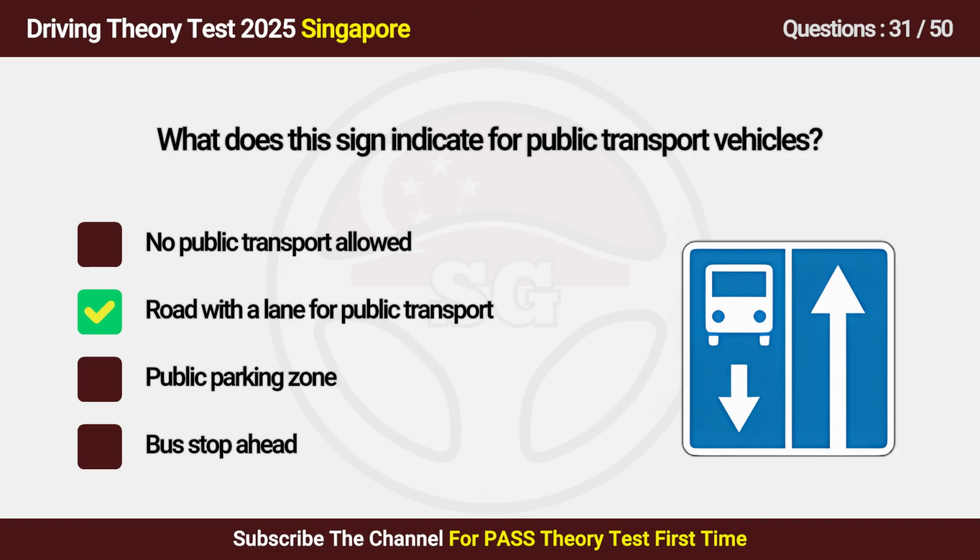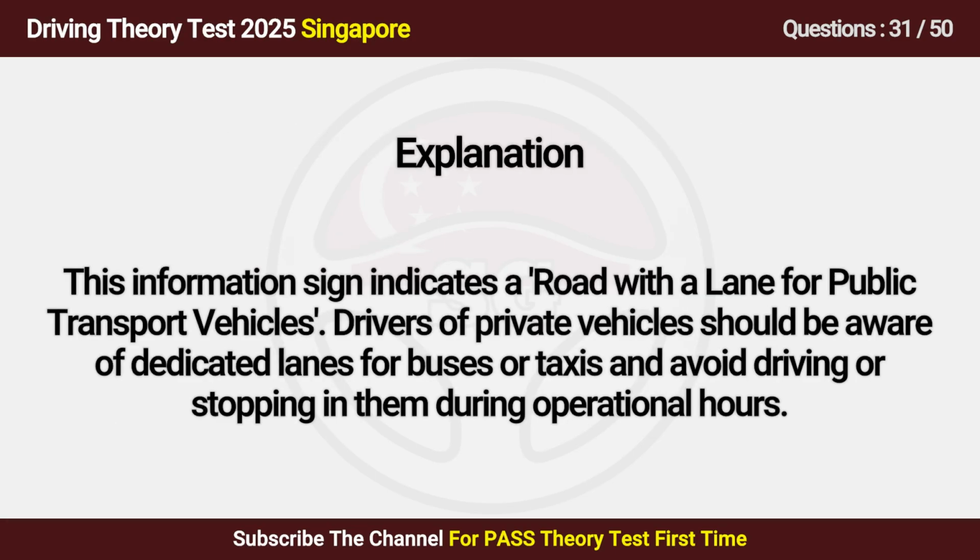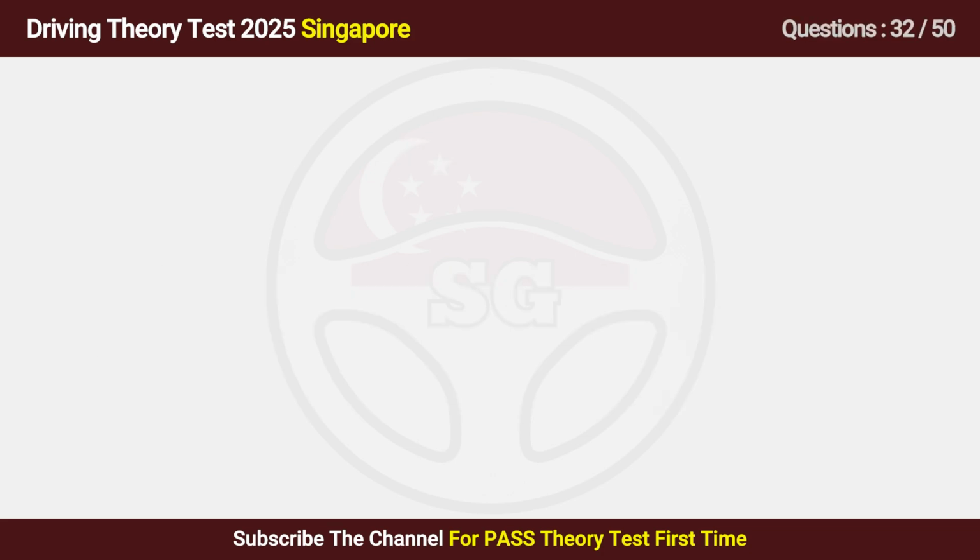Answer is B. Road with a lane for public transport. This information sign indicates a road with a lane for public transport vehicles. Drivers of private vehicles should be aware of dedicated lanes for buses or taxis and avoid driving or stopping in them during operational hours.